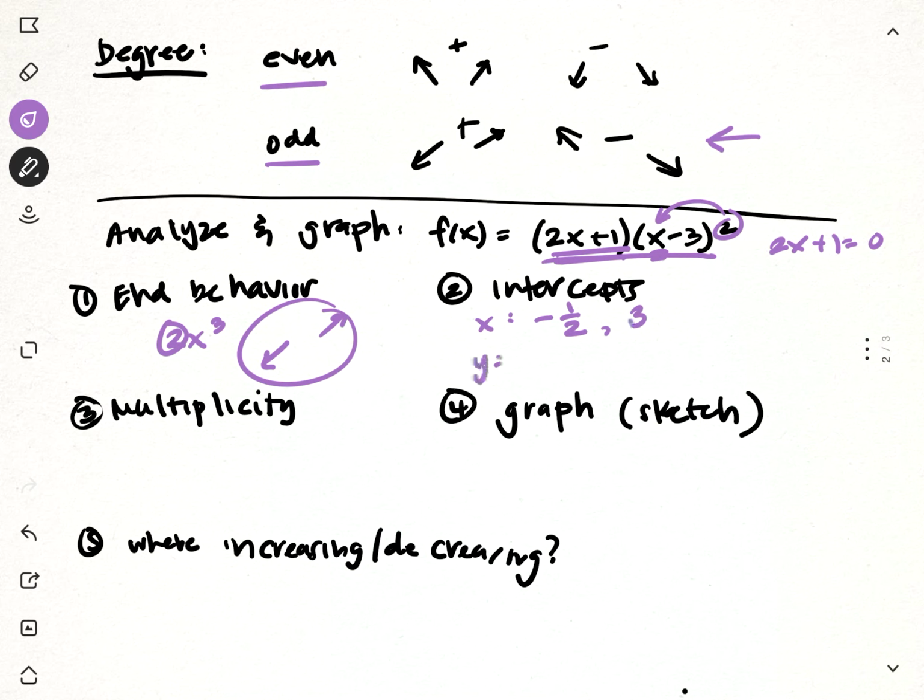For our y-intercept, we plug 0 into our x, so that's f of 0. If we do 0 times 2, that's 0, plus 1 is 1. And then if we plug 0 into the second one, we get 0 minus 3, which is -3, squared. So -3 squared is 9, times 1 is 9.